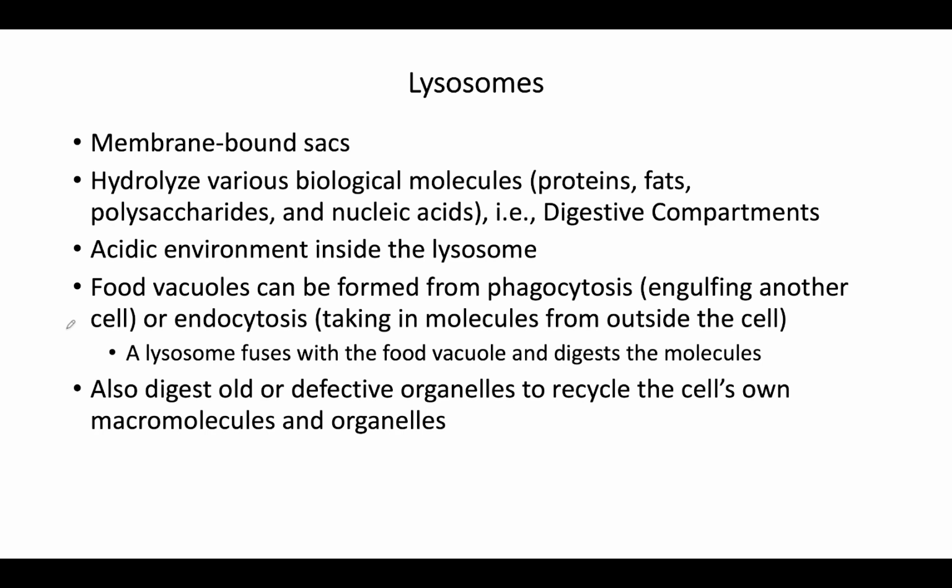Food vacuoles can be formed from phagocytosis. Phagocytosis is engulfing another cell, or endocytosis, taking in molecules from outside the cell. Lysosomes fuse with the food vacuole and digest the molecules. They also digest old or defective organelles to recycle the cell's own macromolecules and organelles.